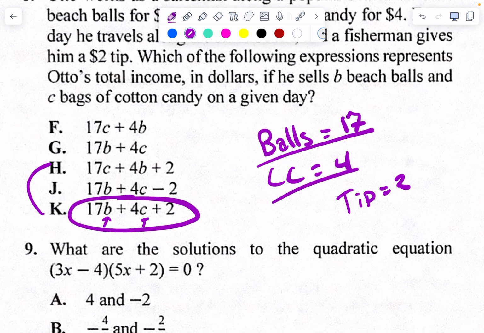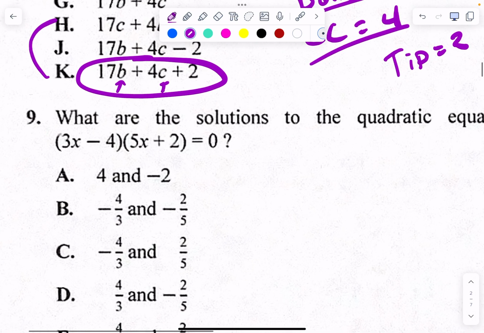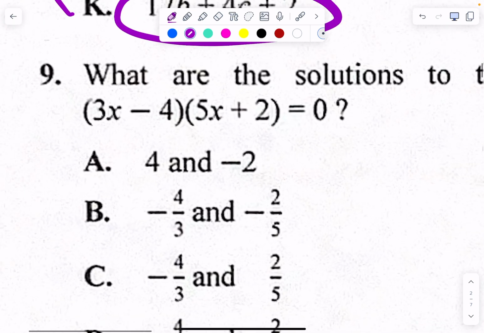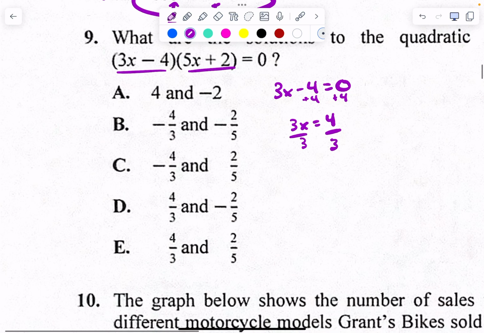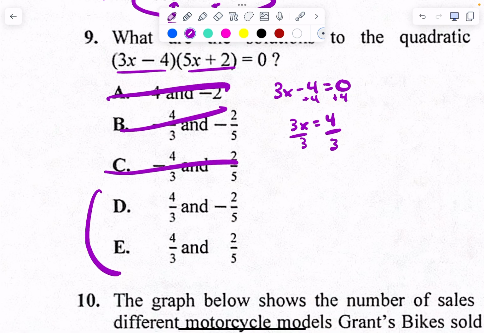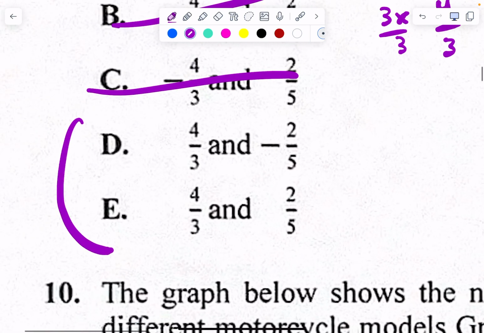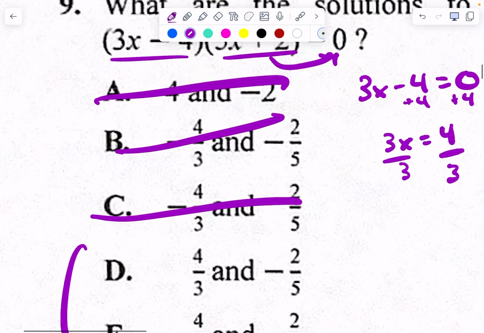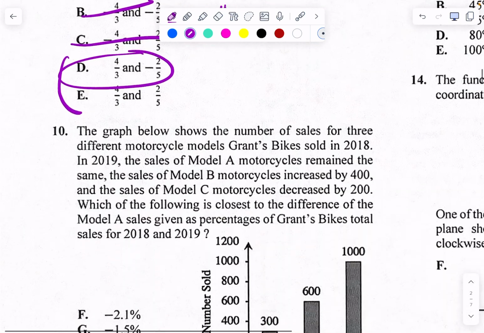Yeah. Good. Okay. What are the solutions to, this is so easy. They already have it factored down for you. How do I figure out the solutions when it's already factored down for me? 3x minus 4 equals 0. If I add the 4 over, 3x equals 4 and divide by 3, 4/3 is one of my answers, and it's positive 4/3. So now I am down to these 2 answer choices. All right, if I subtract the 2 and divide by 5, which one is it? Subtract the 2 divided by 5 would be negative. Yep, D. Nice. These are really, really, really fast.